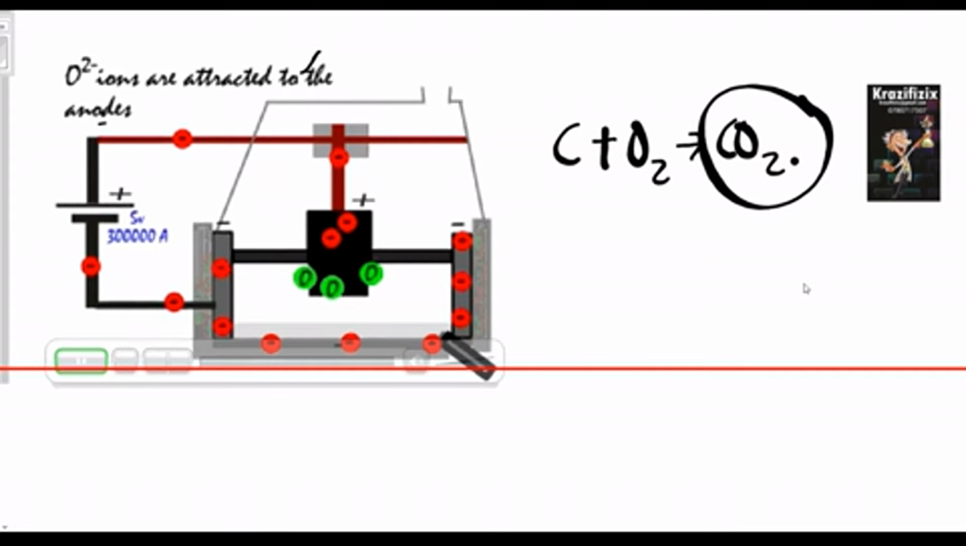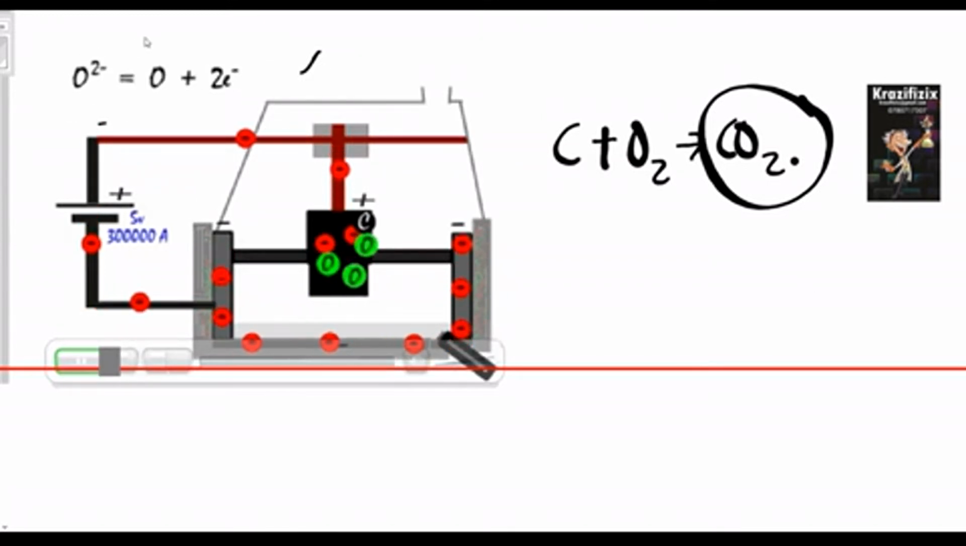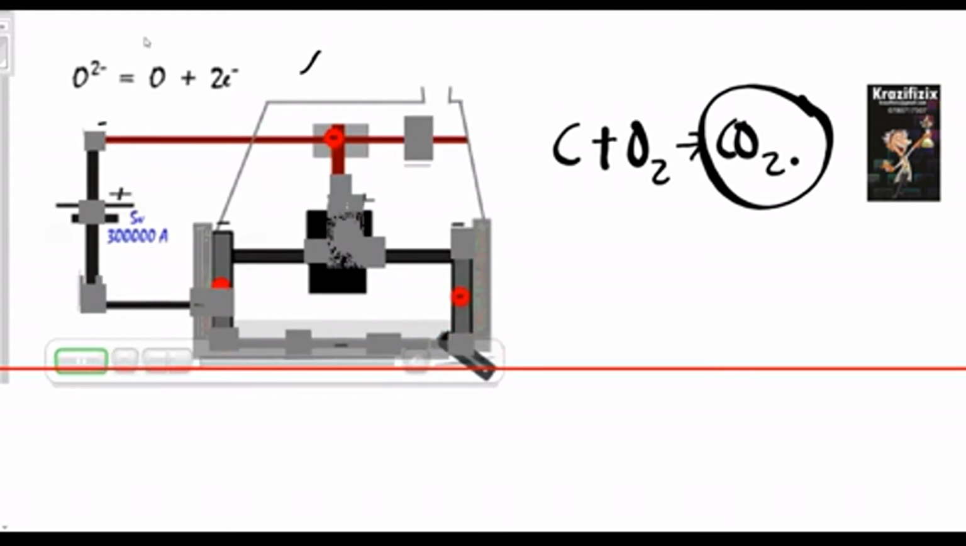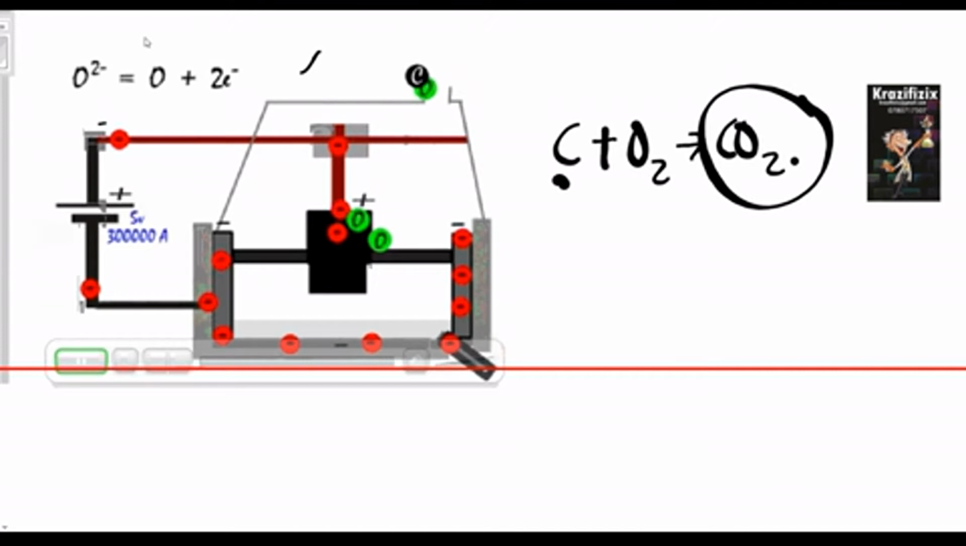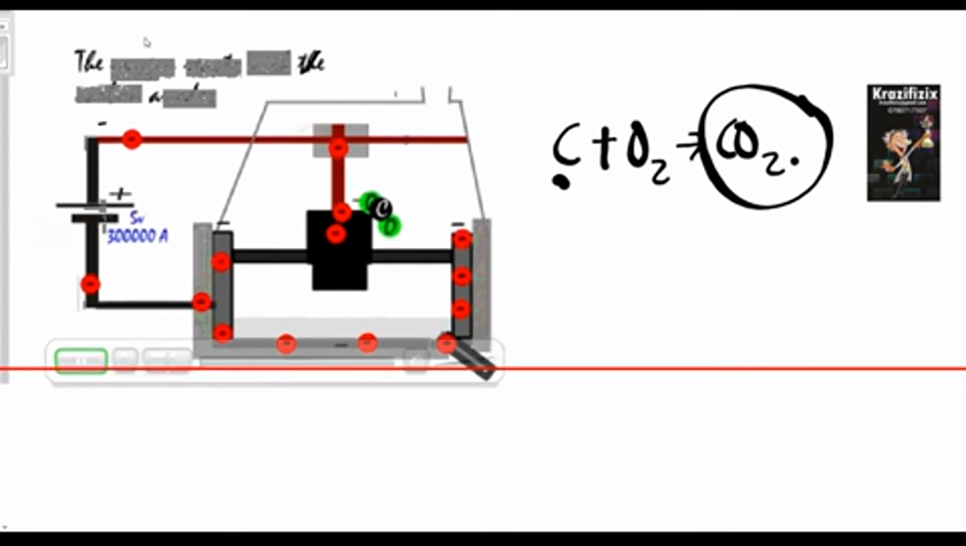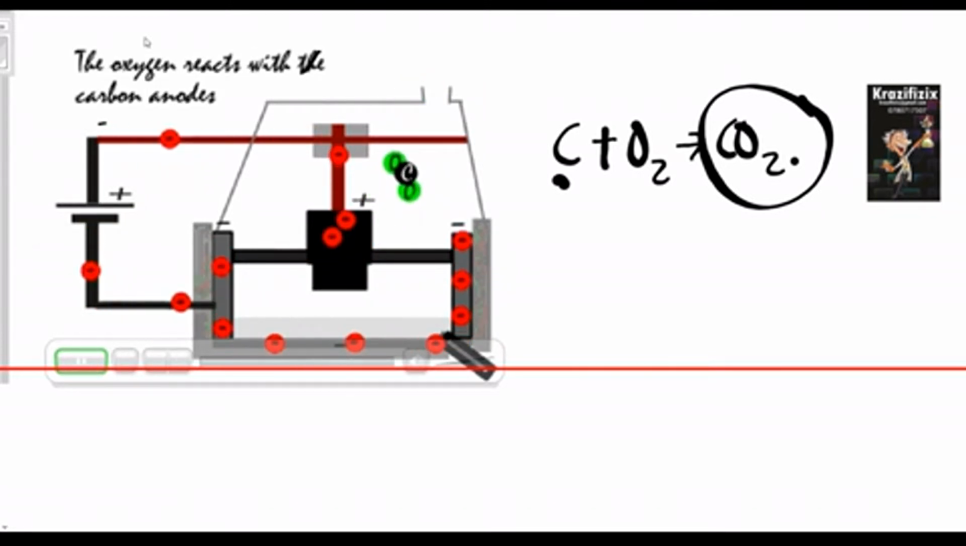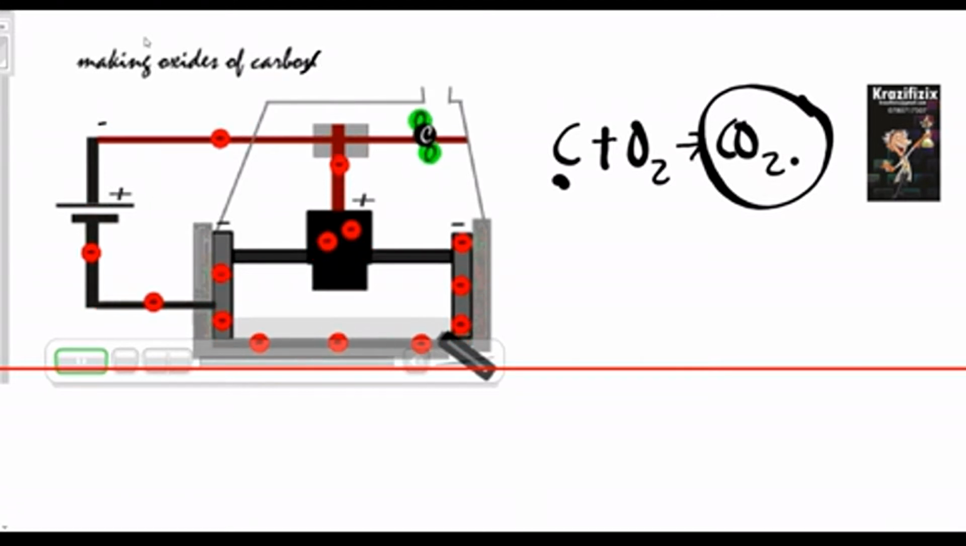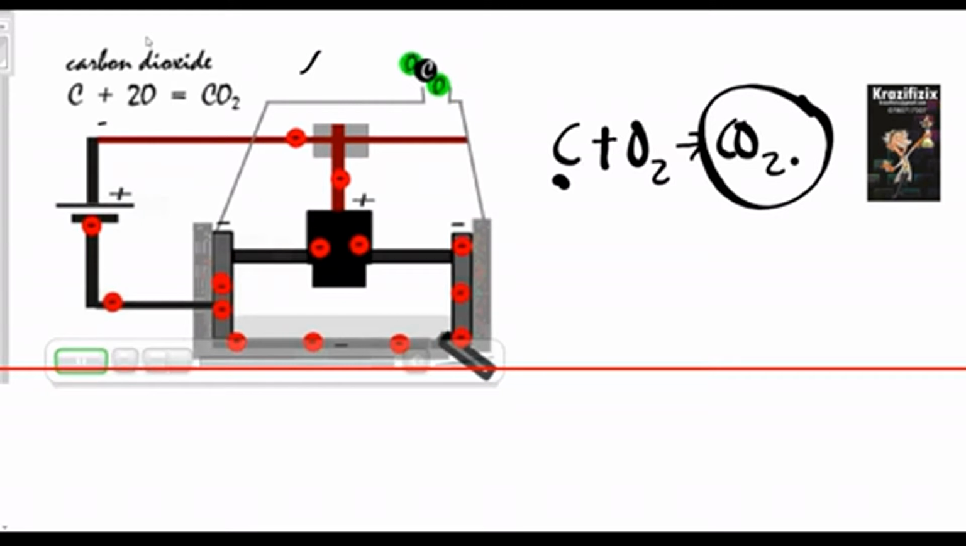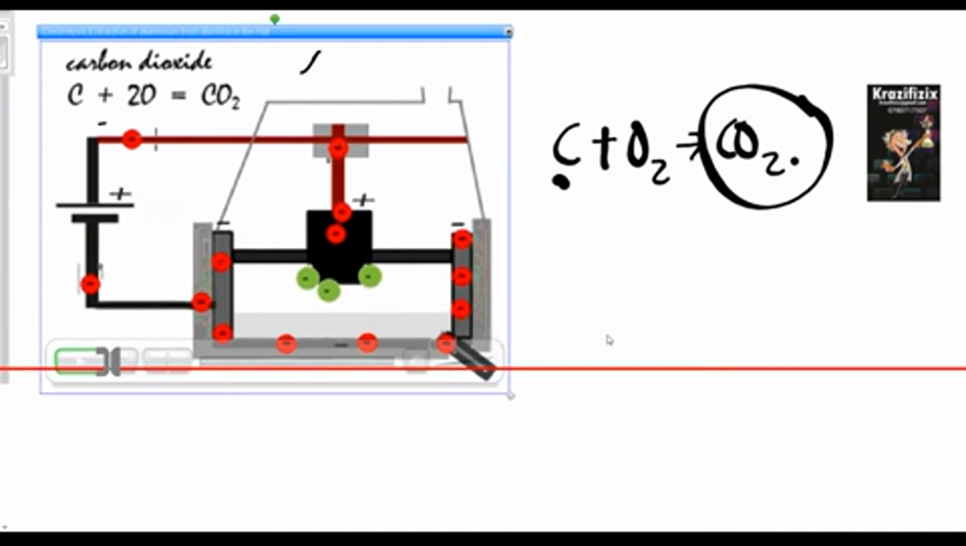The O2- ions are attracted towards the anode, and they are oxidized to oxygen, and that's where we have the oxygen coming together, reacting with the carbon to give us carbon dioxide. So the oxygen reacts with the carbon anodes, and that's why they need to be replaced all the time, making oxides of carbon. So that is the process there of the hot anode, and this is how we get our aluminum.